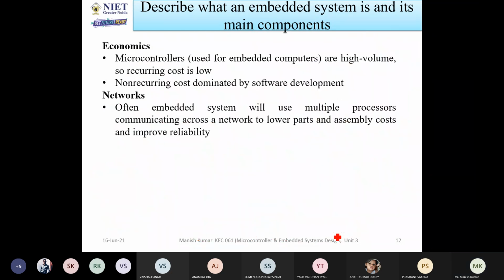So if you think about the economics, so what is the economics? Whenever you are using microcontrollers, microcontrollers are used in various cases. In 99% of cases we are going to use microcontrollers. And so that's why its recurring cost is very low. All of you know that microcontrollers are fabricated by the company, so the cost is low, and also the non-recurring cost is determined by the software development.